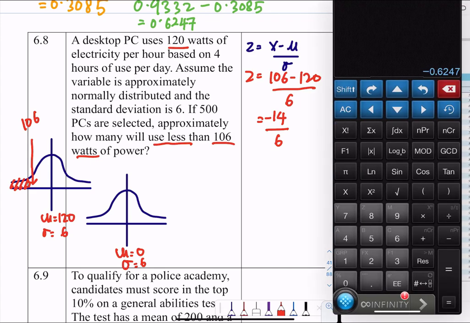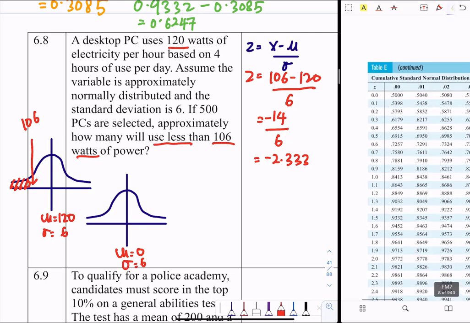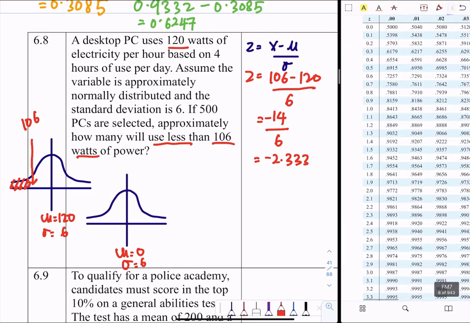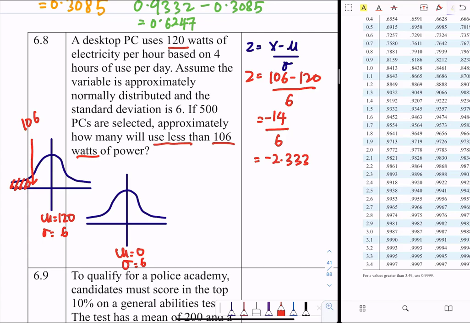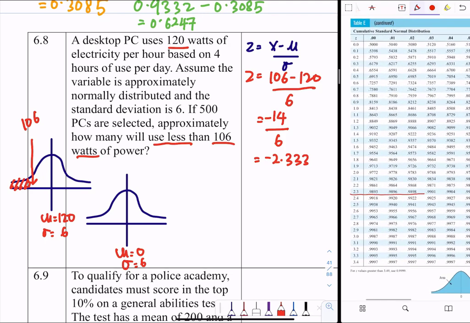Use the calculator. Check it, okay? Sometimes I also make mistakes with mental math. 14 divided by 6 equals negative 2.333. That is the Z value. Then you need to find the area for that part. 2.33 here. The area is 0.9901.